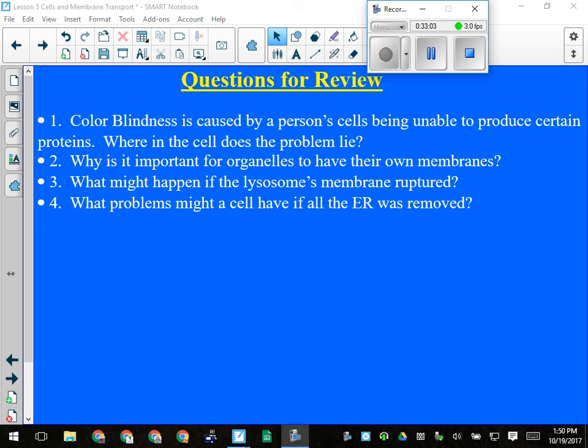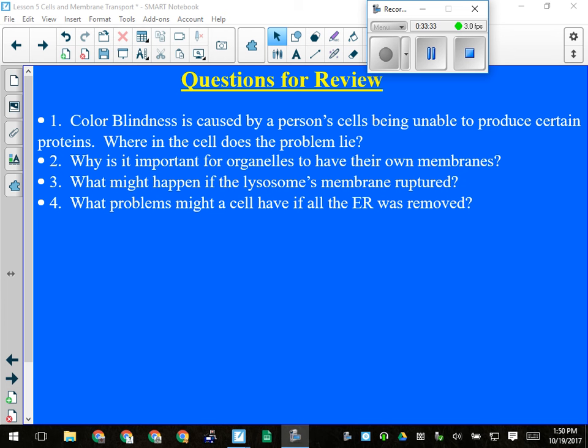Okay, why is it important for organelles to have their own membranes? Well, if we're talking about the nucleus, it's an extra layer of protection. That wasn't really what I was thinking of, though. What did we say was important about compartmentalization? Having the fridge and the freezer and the area where you live, they all need separate environments. Having their own membranes means they can create their own ideal environment in which whatever job they have to do gets done best.